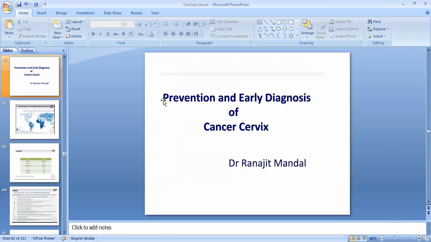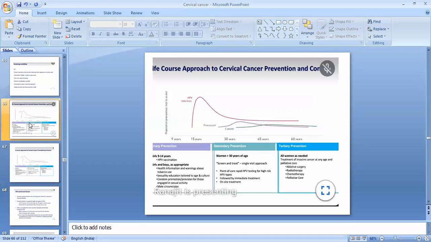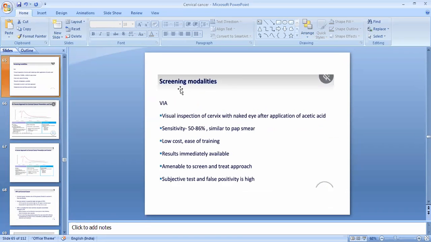Early detection is very important, and so it can be prevented nicely. Now, the screening modalities we discussed: VIA, visual inspection of cervix with 5% acetic acid. The sensitivity of the test is 50 to 80%, it is very low cost, people can be easily trained to do this test, results are immediately available, and it is amenable to a screen-and-treat approach. Now, it is a subjective test and false positivity is high.